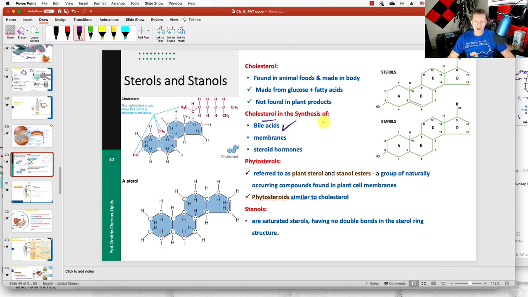It can create bile acids. Why do we need bile? Remember, we need bile for emulsification of fats. Bile is made by the liver, stored in the gallbladder. Gallbladder during digestion.